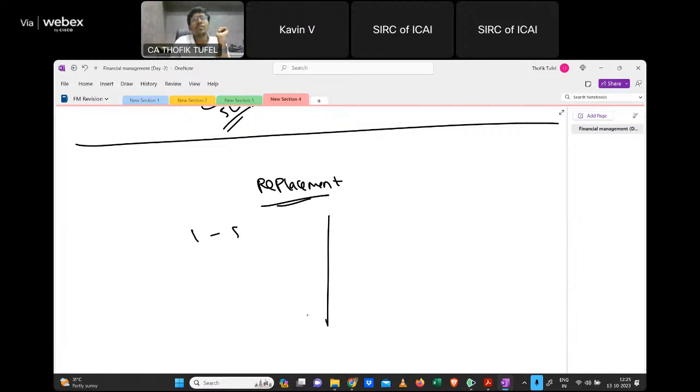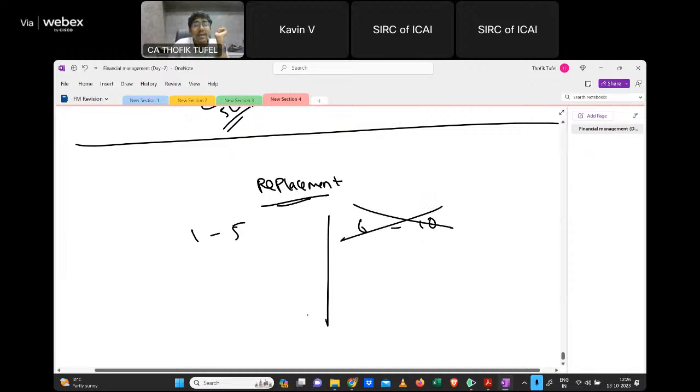From 1 to 5 years you are using it. Now in the fifth year you are trying to replace it, and that had a life of 10 years. For years 6 to 10, you say, no, I don't want this machinery now. I am purchasing another machinery which has another life of 5 years, just as an example. Here I was generating a cash flow of, say, 5 lakh rupees per annum. I'm making it pretty simple.